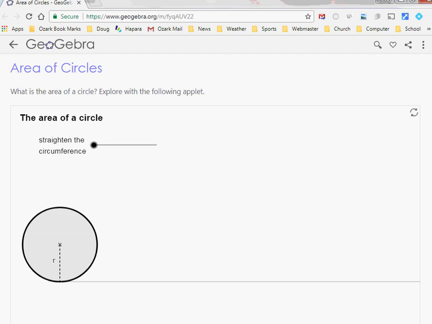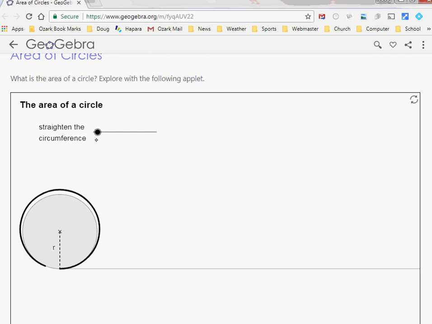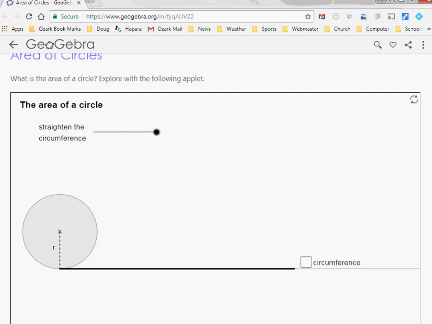Pi times the diameter is the circumference. Pi r squared is the area. And circumference can also be 2 times pi times the radius. All right, so here we have this circle that has a radius of r, and it has a circumference that goes all the way around like all circumferences do. So we are going to straighten that circumference out. Here we go. Boom. There is our circumference.